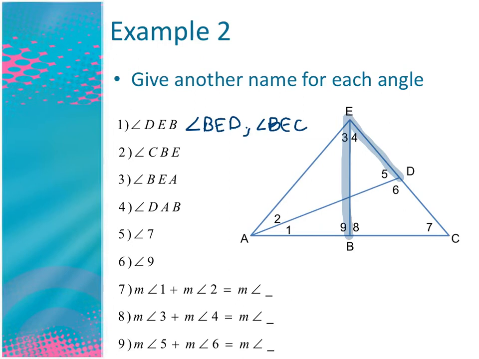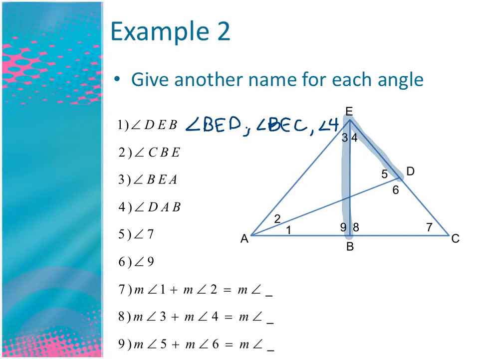Okay, what else can I call it? What's the shortest one if you're lazy? Connor? E you can't use because E is shared by more than one. Angle 4 works. You could call it CEB, BEC, BED, DEB, or you can call it angle 4. Any of those work.